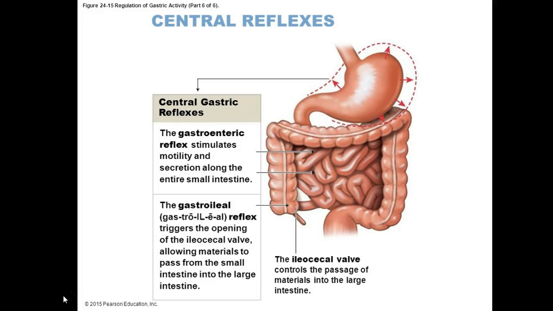And then you have a reflex that triggers the opening of the valve. This is the ileocecal valve between the small intestines and the large intestines. So small and large, so that things can move along. It's a reflex coming from the stomach that dictates what's going on way away from it in terms of the tube, but allows for there to be movement out of the stomach into the small intestines.